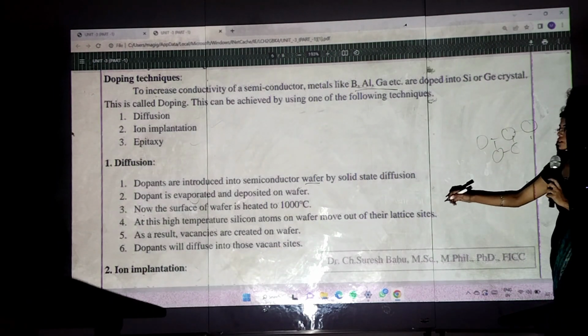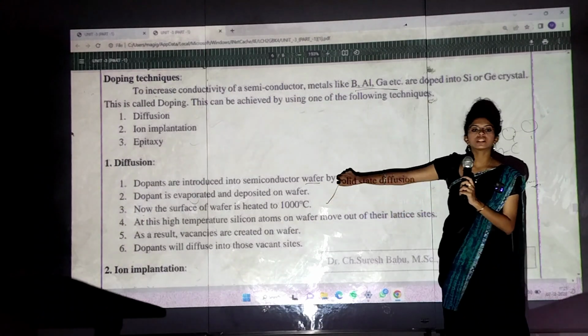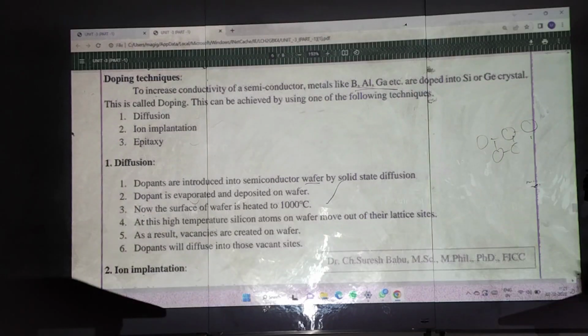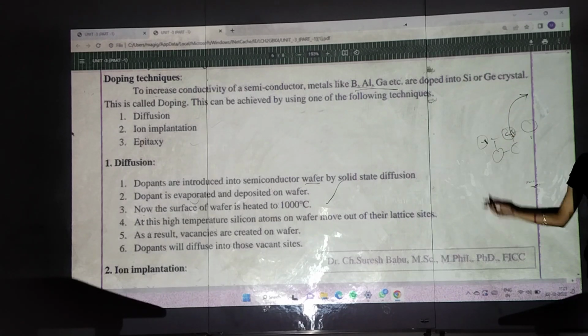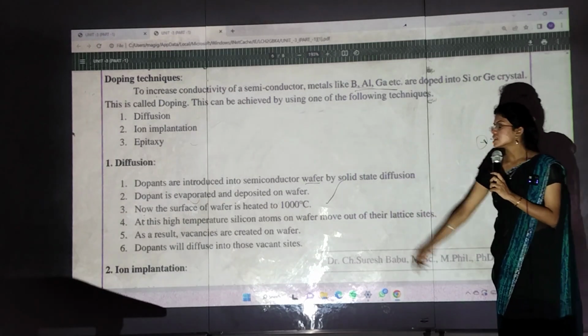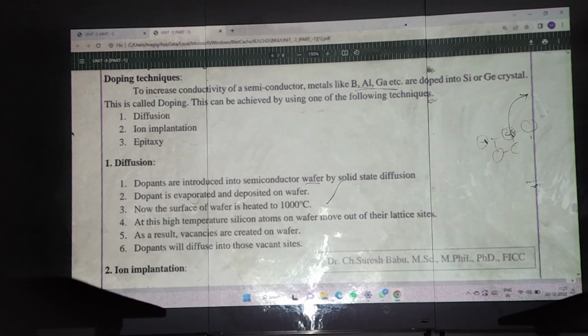We apply a high temperature, that is 1000 degrees Celsius. At high temperature, imagine the diagram I have drawn before, we have silicon, and when you apply the high temperature, silicon atoms move out of the lattice sites. As a result, vacancies are created on the wafer and dopants diffuse into the vacant sites.